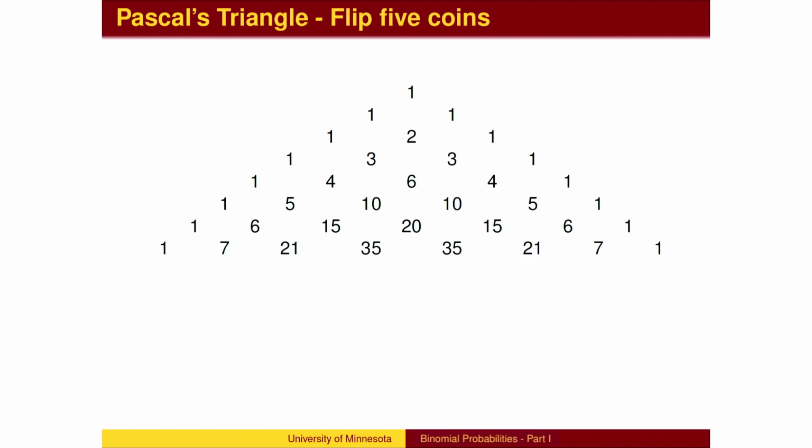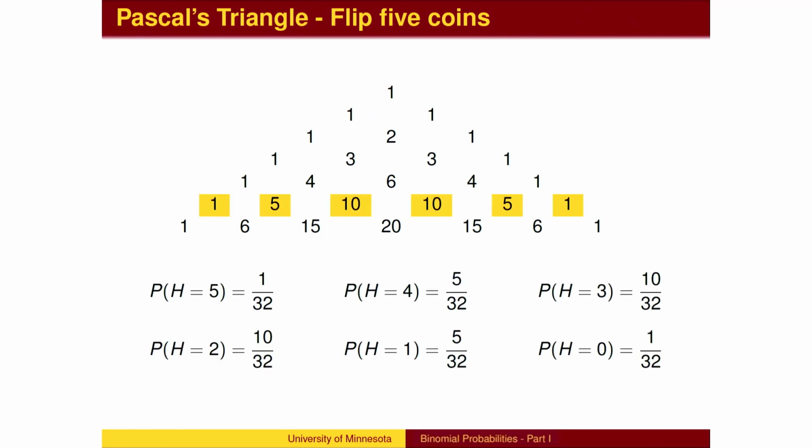To find the probabilities for flipping 5 coins, we will need the 5th row of Pascal's triangle. All rows begin with a 1. The 5th row is the row that has a 5 next. Begin with the event getting no tails and all heads, and decrease the number of heads by 1. The numerators are entries in Pascal's triangle, 1, 5, 10, 10, 5, 1. The denominators are 2 to the 5th power, which is 32.